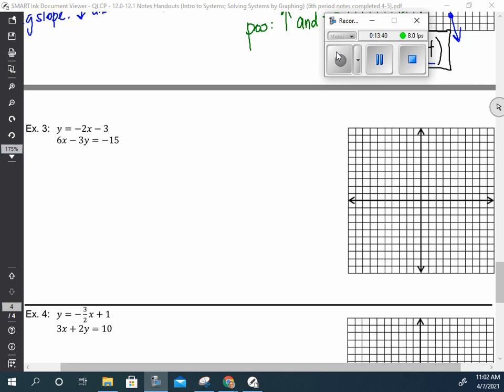So we still solve the problem the exact same way we did with example 1 and 2. So the first equation is already in slope-intercept form. Pull the slope off, pull the y-intercept off. So it's already set and ready to go for us. Y-intercept's -3. Down 2 to the right 1.